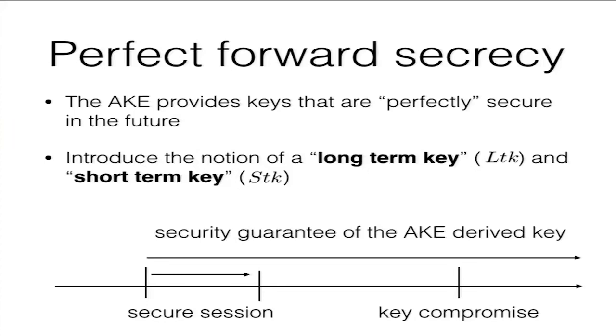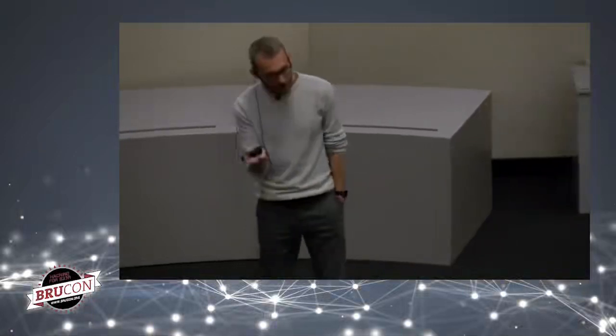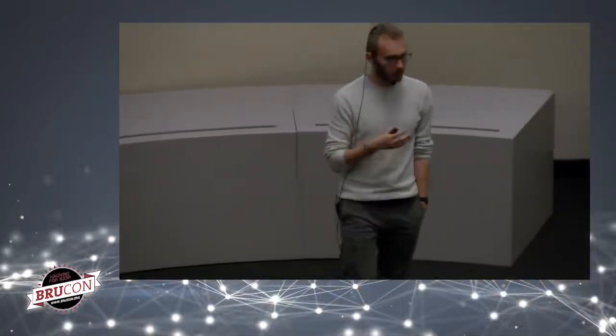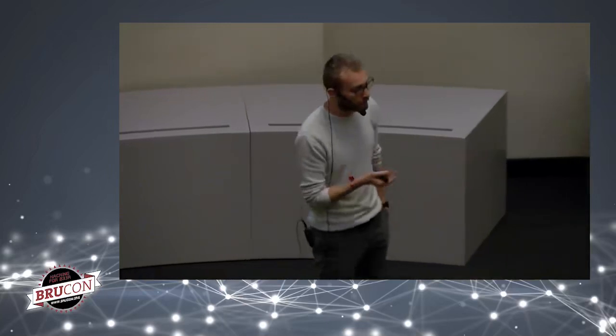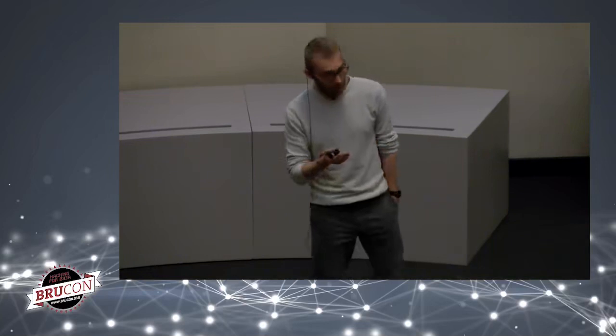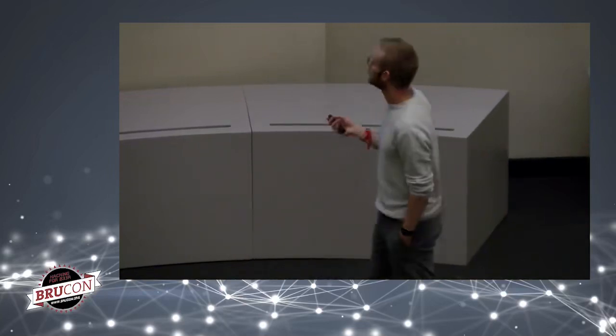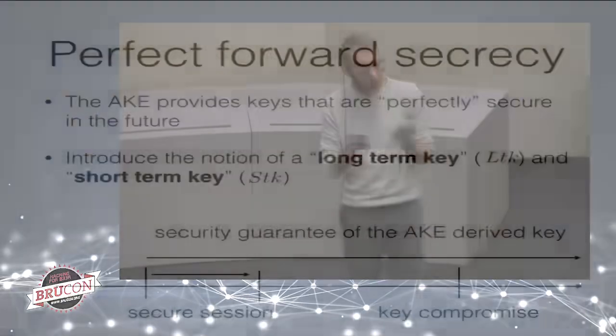So how are we going to do this concretely? We're going to introduce the notion of a long-term key, LTK, and a short-term key. So, for example, imagine Diffie-Hellman. We're going to perform a Diffie-Hellman key exchange. The specific values required to compute this Diffie-Hellman key will be created on the fly. And so this is the short-term key. We're going to build it right now.